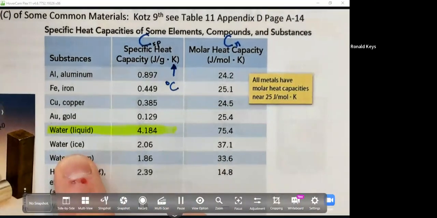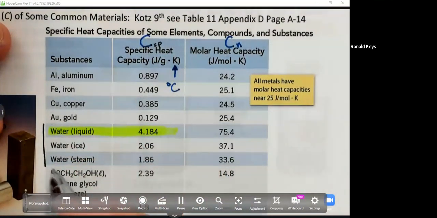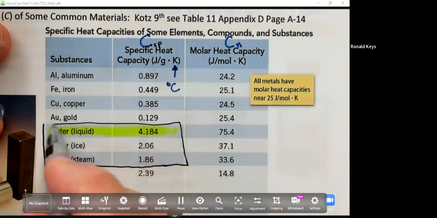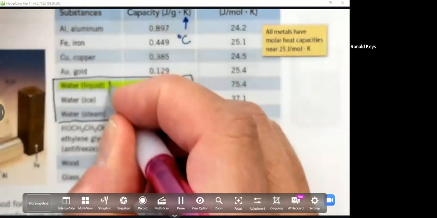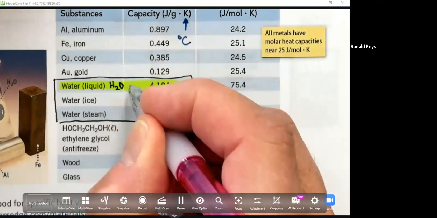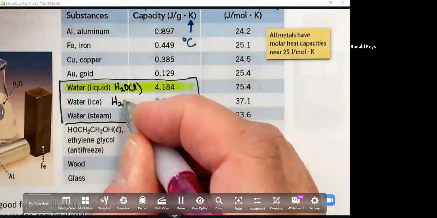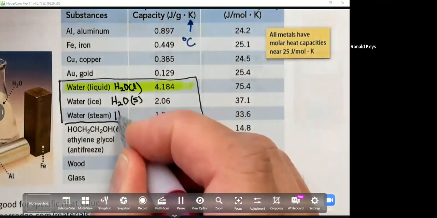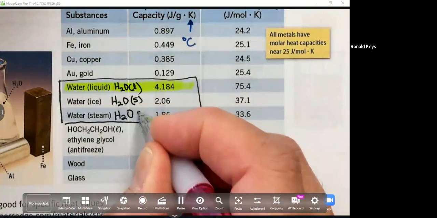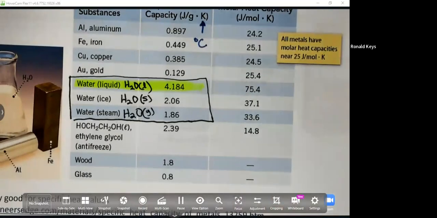But realize that we have a different heat capacity for each phase. Ice has its own specific heat. Liquid water has its own specific heat. So this would be H2O liquid. This would be H2O solid if it's ice. And this would be H2O as a gas. All different specific heats.